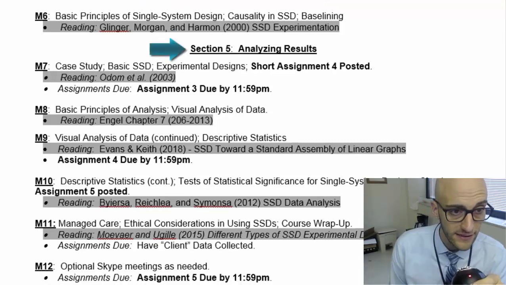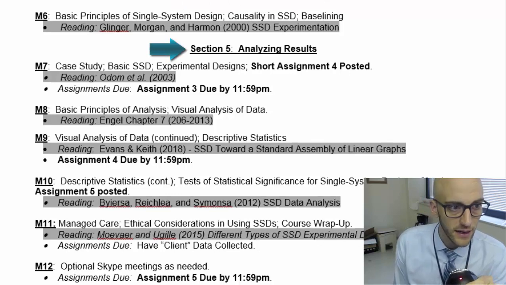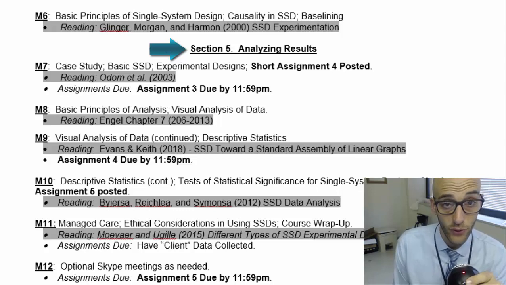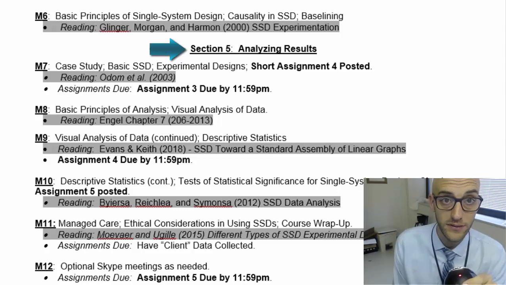And then lastly, Section 5 will be analyzing your results. So starting in Module 7, I will post short assignment number 4, and we'll have a variety of readings related to analyzing your single system design and also writing it up, including the write-ups of your graphs and statistical analyses, which are pretty user-friendly. So do not panic.